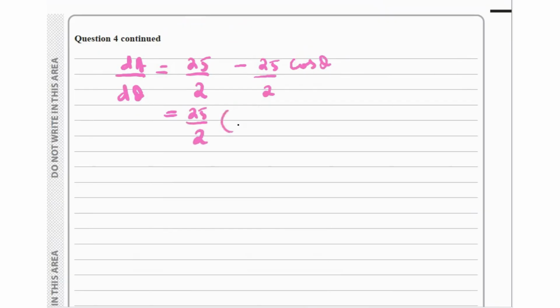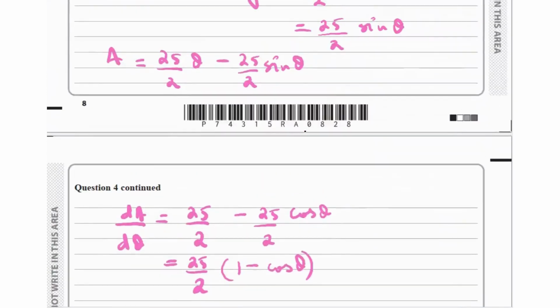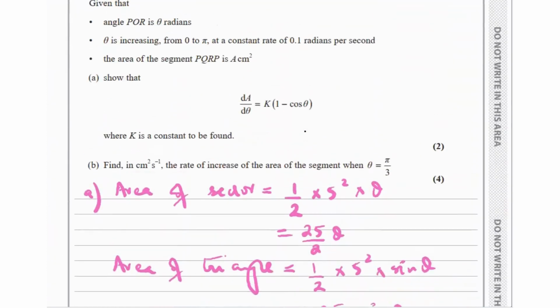So now we're going to differentiate this. It's going to be 25 over 2 minus 25 over 2 times cos theta, because sine theta becomes cos theta when we differentiate it. So next we're going to take the 25 over 2 common. It's going to be 1 minus cos theta in the bracket, which is the exact same format as given in the question, which was k times 1 minus cos theta. So k is 25 over 2.